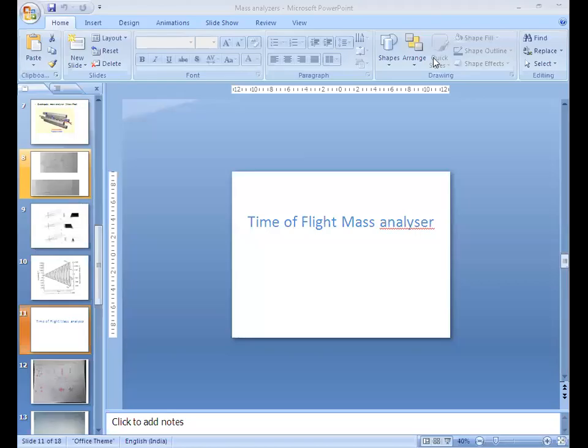Today we will study about time of flight mass analyzer. You know the function of mass analyzer. Once the ions are generated in the ionization region, the ions are sorted based upon their mass to charge ratio with the help of mass analyzer. So in time of flight mass analyzer, the time taken by the ion to fly and to reach to the detector is measured, and this time is going to give us indication about its mass.